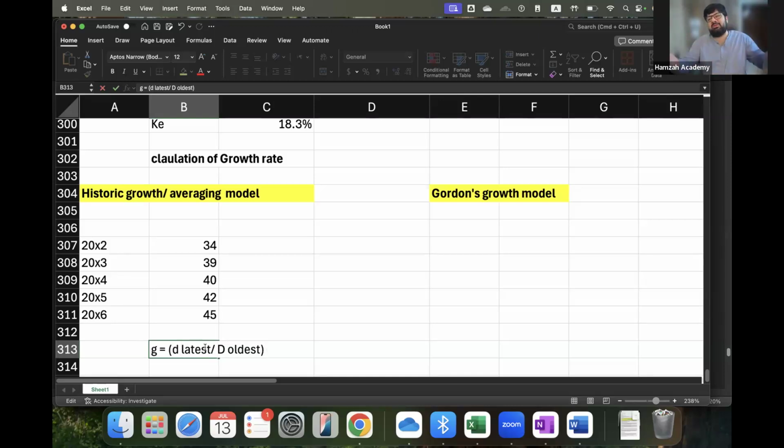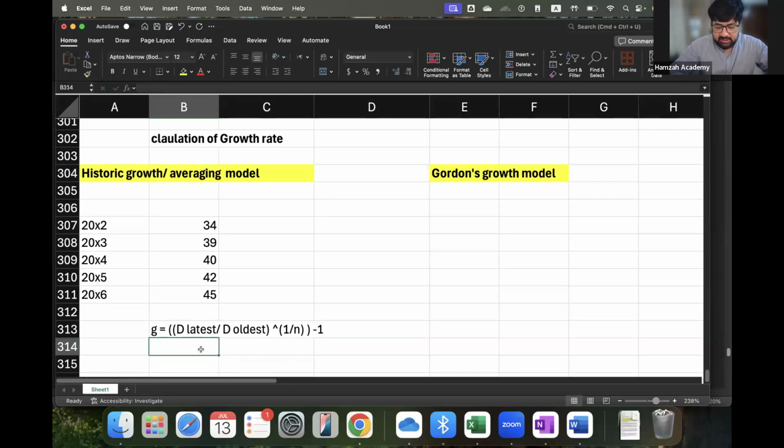This is my wording of the formula, because I don't believe in memorization of formulas. I believe in application. If you know why we are using it and how we are using it, you need not memorize the majority of formulas when you have logic in your mind. Raised to the power 1 over n, minus 1.